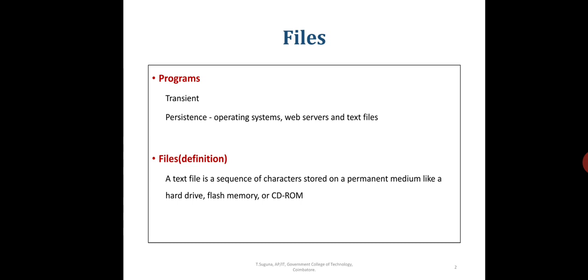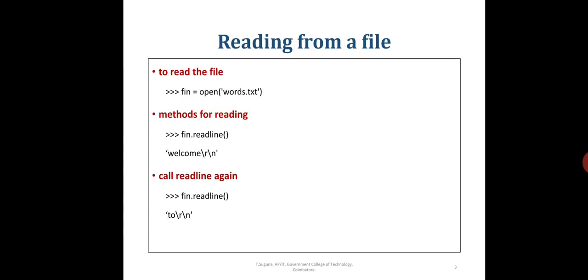The definition of a file: a text file is a sequence of characters stored on a permanent medium like a hard drive, flash memory, or CD-ROM.